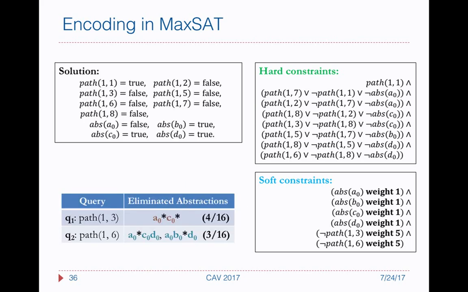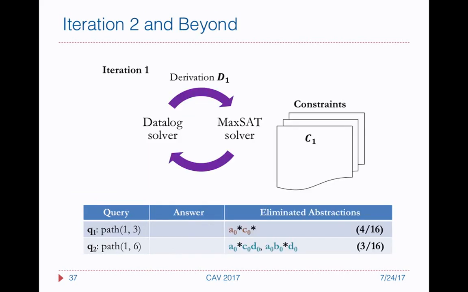So when we feed this instance to a max set solver, what we get next is the following solution, which amounts to suggesting the following abstraction to try next. And as you can see, it has avoided inlining at sites B, C, and D, and it's only inlining at one site, which is A. Okay, so now we can see the cigar loop here. What happens in each iteration is the data log solver gives a derivation that encodes all abstract counter examples to the max set solver. The max set solver solves a set of constraints and gives back a new abstraction to try.